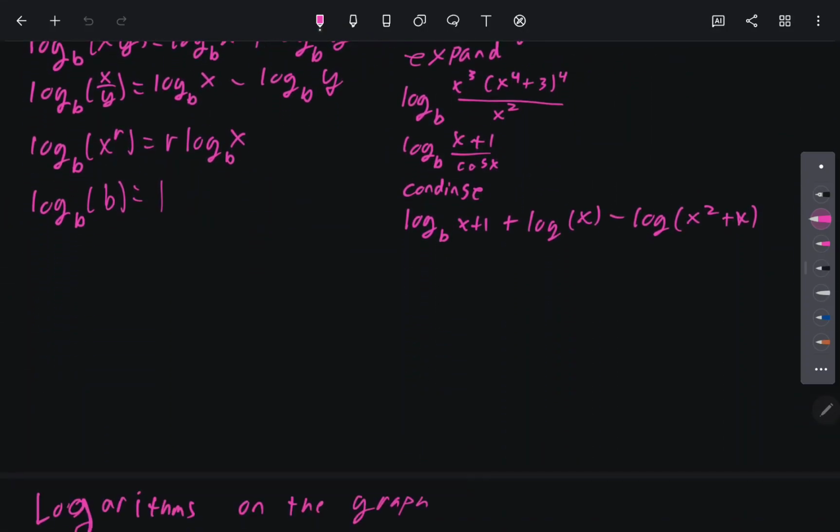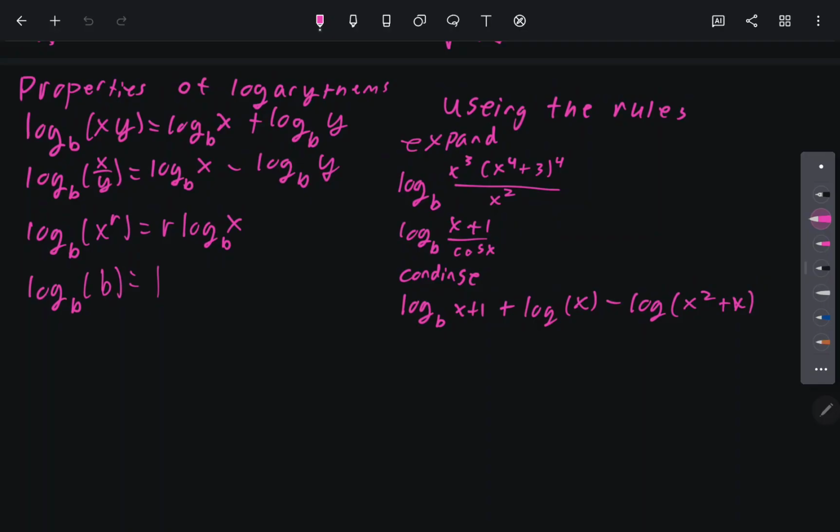Continuing on, let's look at some properties of logarithms. So logarithms have properties that make them a bit easier to work with. So for example, log base b of x plus log base b of y is log base b of x times y. Log base b of x over y is equal to log base b of x minus log base b of y. Log base b of x to the power of r is equal to r times log base b of x. And the log base b of b is equal to 1.